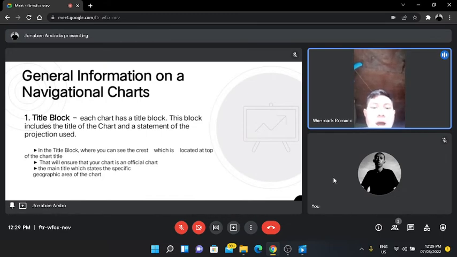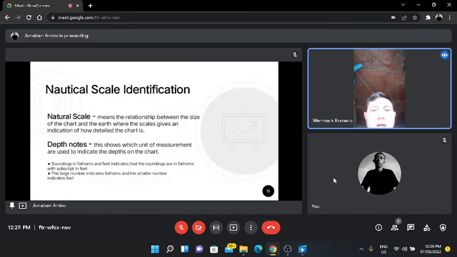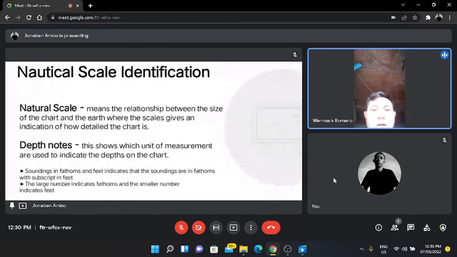In the title block, you can see the crest, which is located at the top of the chart title. This will ensure that your chart is an official chart. The main title states the specific geographic area of the chart. Nautical scale identification: the scale means the relationship between the size of the chart and the Earth, and it gives an indication of how detailed the chart is.